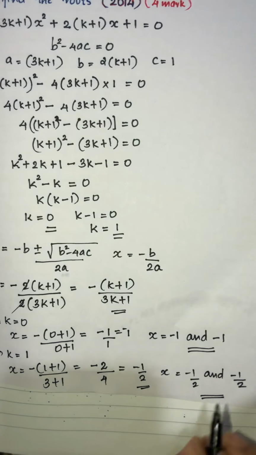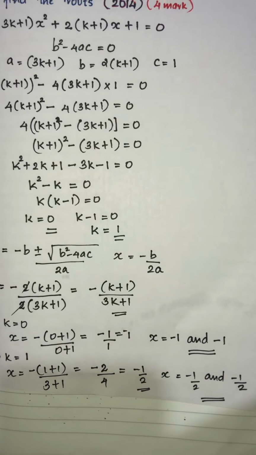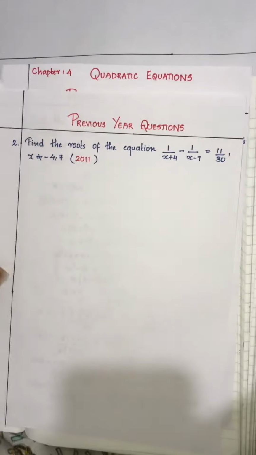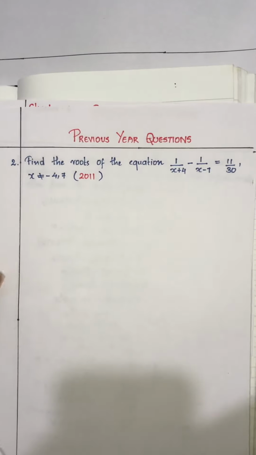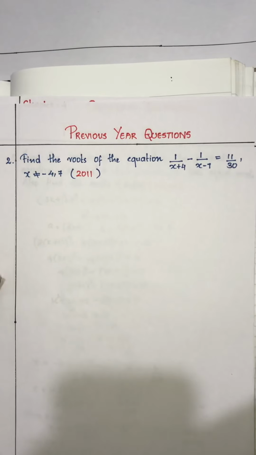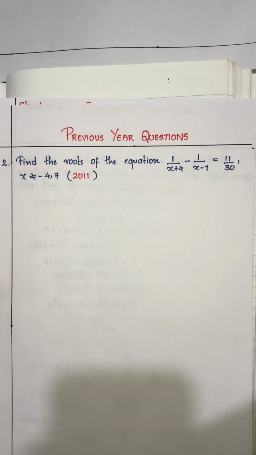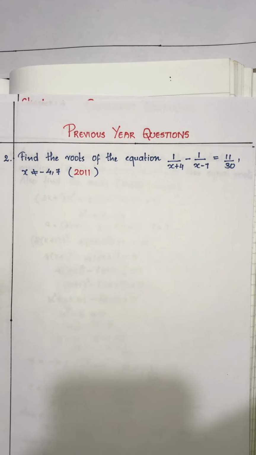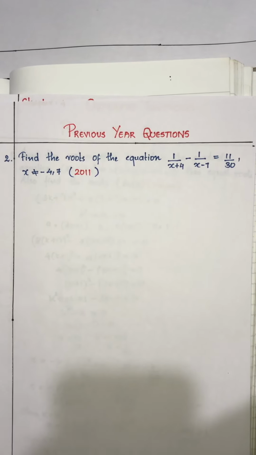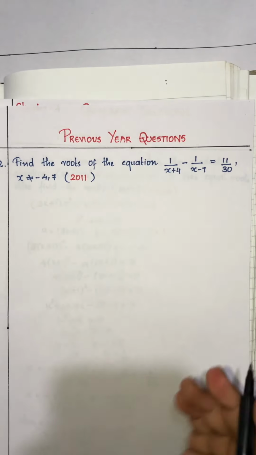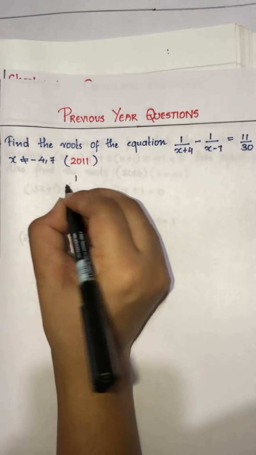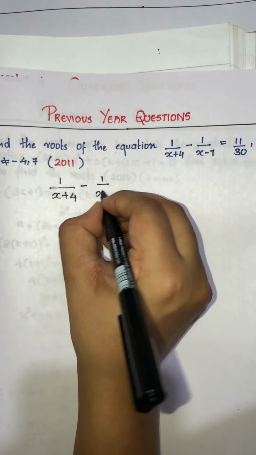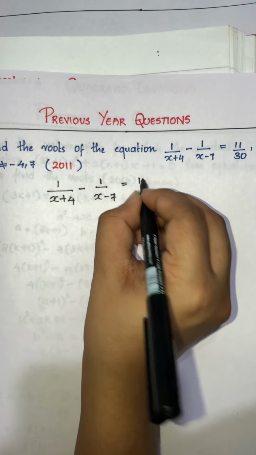So in this question we found the values of k and the values of x. Let us look at the next question. Find the roots of the equation 1/(x + 4) − 1/(x − 7) = 11/30, where x is not equal to −4 or 7. This is a 2011 question.